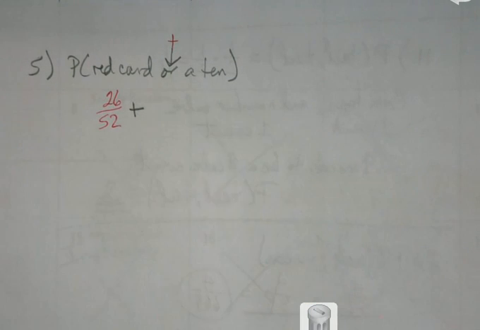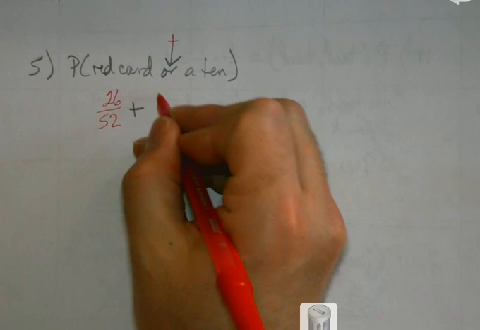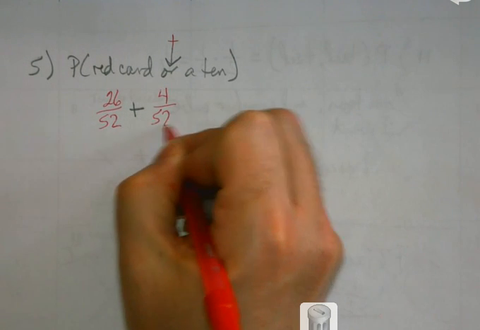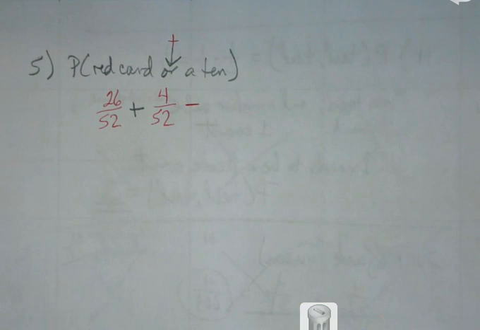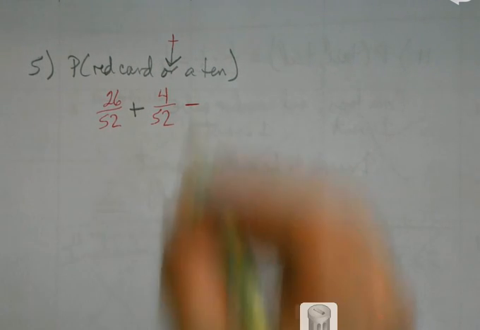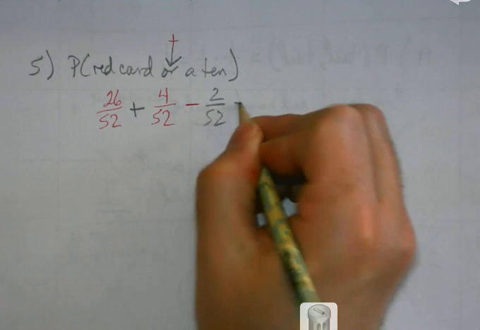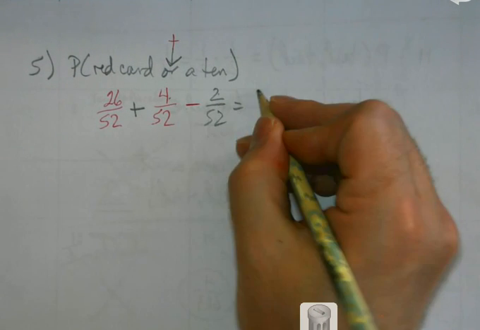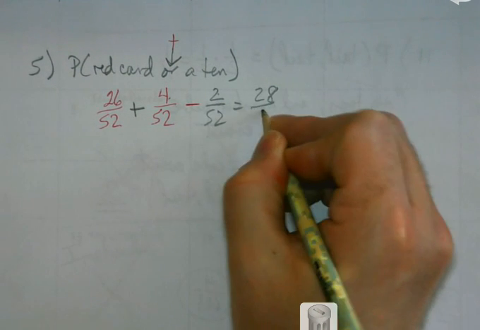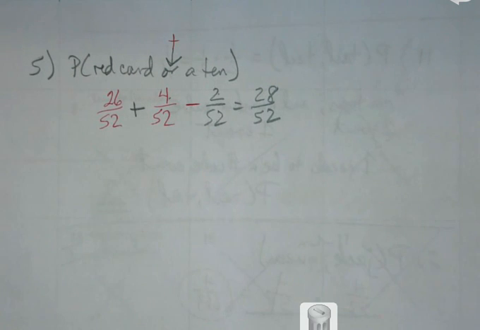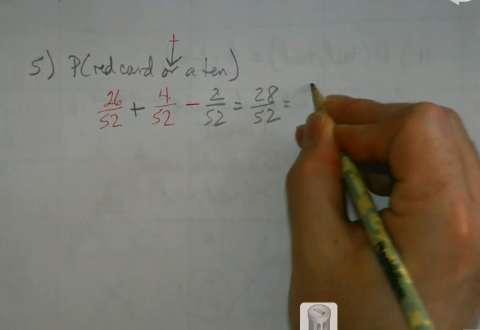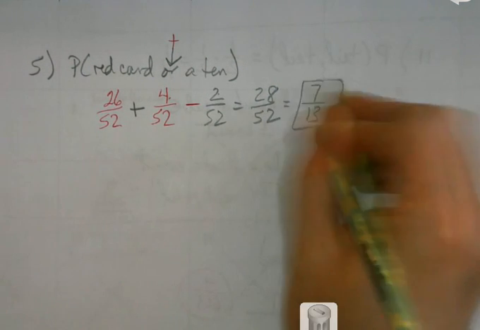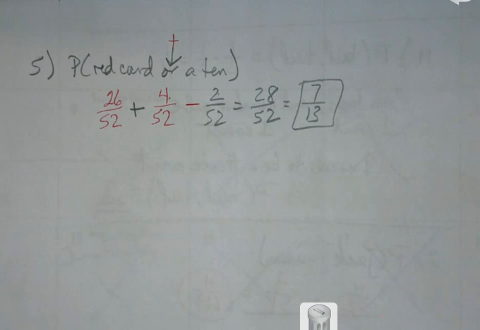Plus, how many 10s are in the deck? 4. But then I have to subtract the number of red 10s, because that would be my overlap, 2. So 26 plus 4 is 30, minus 2 is 28 over 52, but then I can reduce that down. This is my probability. That's my answer for this one.